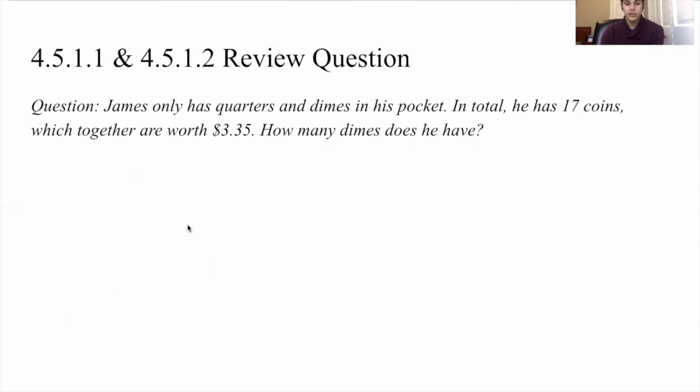Then we did a review question where we talked about how many quarters and dimes James has in his pocket. And we said together there were $3.35. He has 17 coins. And he had a total of 6 dimes in his pocket.